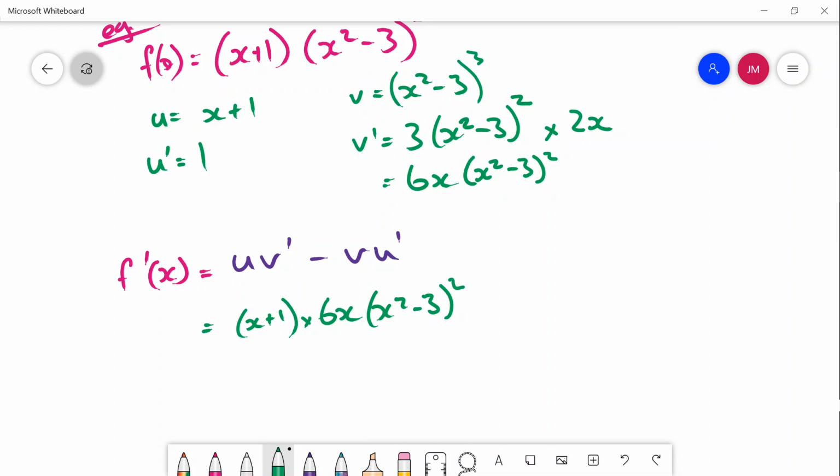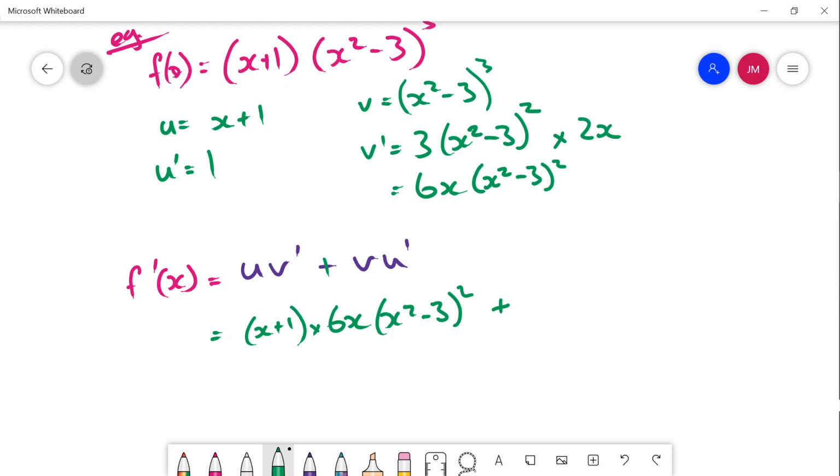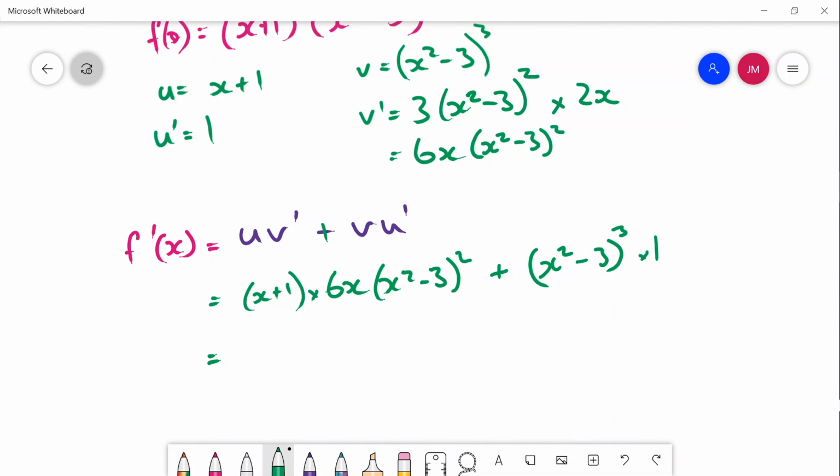And I should be plussing, shouldn't I? Not minusing. Why am I minusing? So that should be a plus. And then v in this case is x squared minus 3 all cubed times u dash, which is 1. So times by 1. So tidying that up, I would get 6x times x plus 1 times x squared minus 3 all squared, plus x squared minus 3 all cubed.